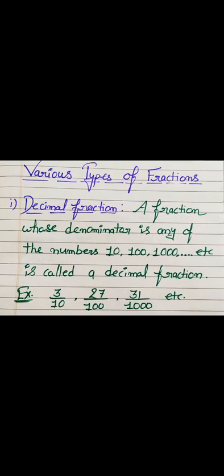Now, we will learn the types of fractions. There are various types of fractions. The first one is decimal fraction. A fraction whose denominator is any of 10, 100, 1000 or 10,000 and so on is called a decimal fraction. Here are some examples: 3 upon 10, 27 upon 100, 31 upon 1000. These all are decimal fractions.